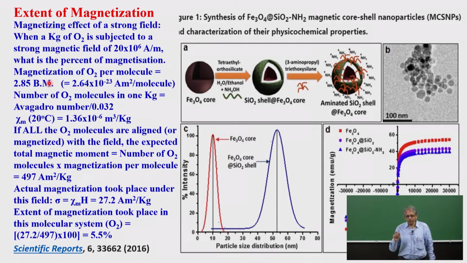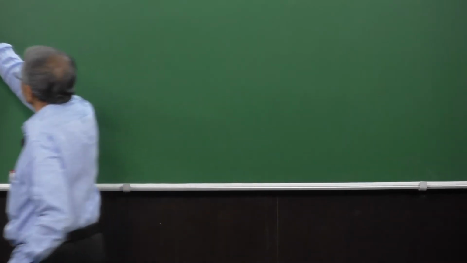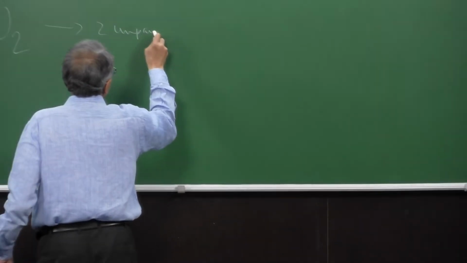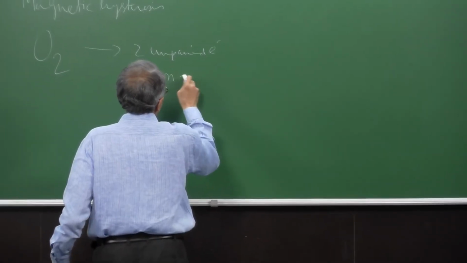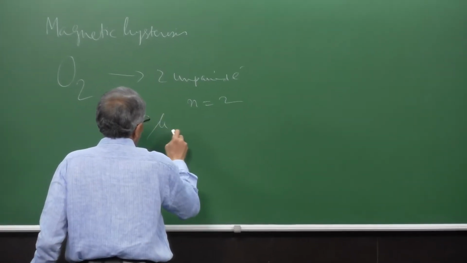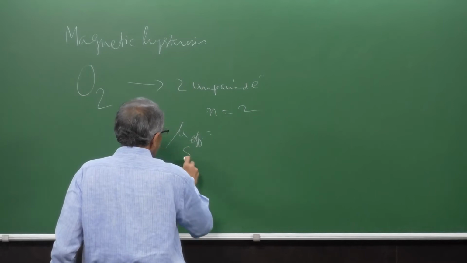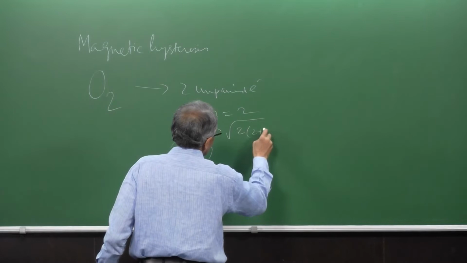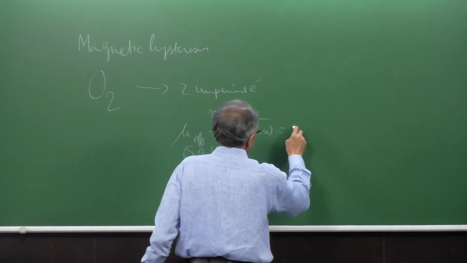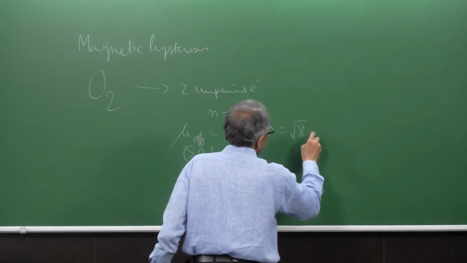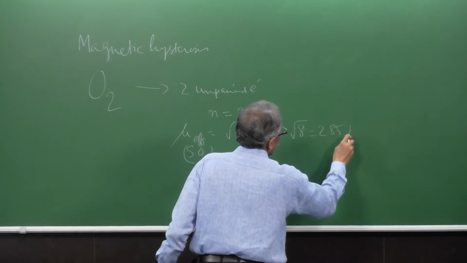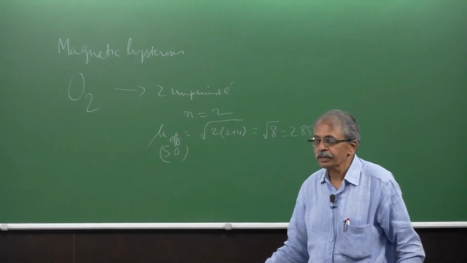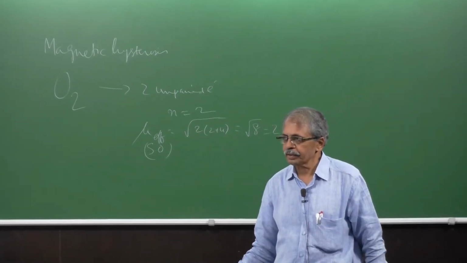So, if you have the magnetization for this in the regular sense, O2 has got two unpaired electrons, that means n is equal to 2, therefore mu effective or spin only in this case is the square root of 2 into 2 plus 2. So, that is the square root of 8, that is 2.85 or so Bohr magnetons. So, this is the level of magnetization in terms of magnetic moment you expect for this.